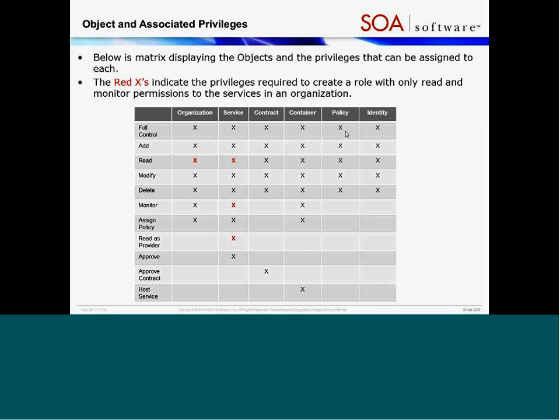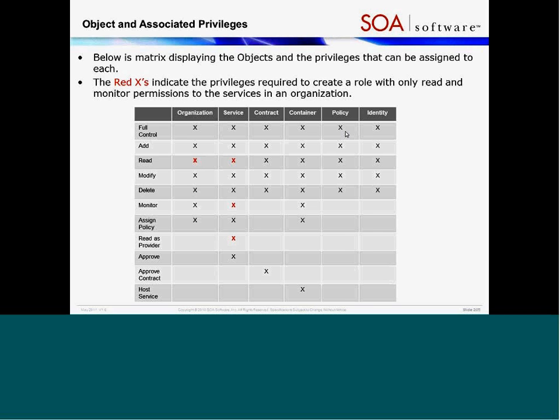So, organization. For an organization, you could provide a user the ability to add, read, modify, delete, monitor, or assign a policy at the organization level. And the same, depending on the object, you have types of privileges, whether it's a service, contract, container, or an identity.